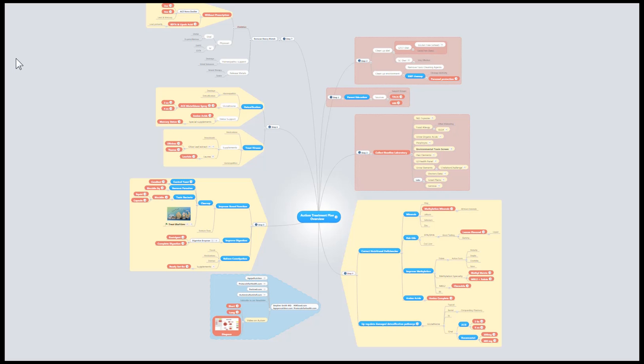This is Dr. Stephen Smith, and this presentation is on autism. What you're seeing here is the mind map on autism treatment, and we're going to go through this.